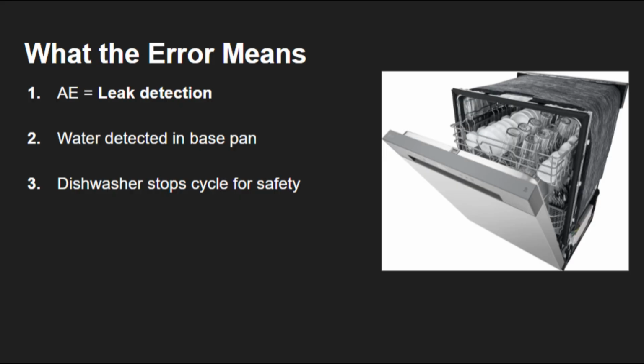The AE error code typically means the dishwasher's leak detection system has been triggered. If the appliance senses water in the base of the machine, it will stop the wash cycle and display the error to prevent possible flooding.